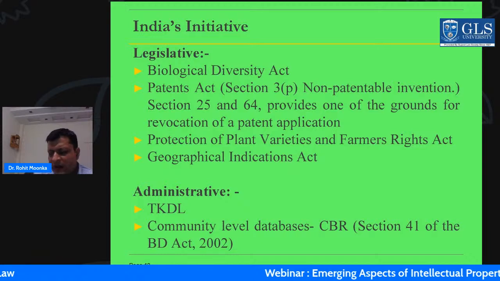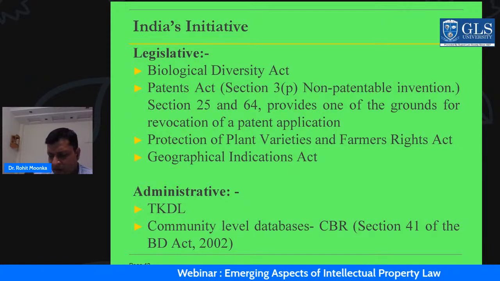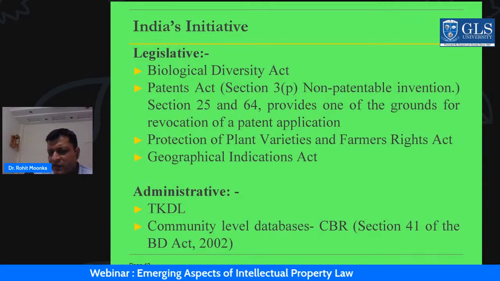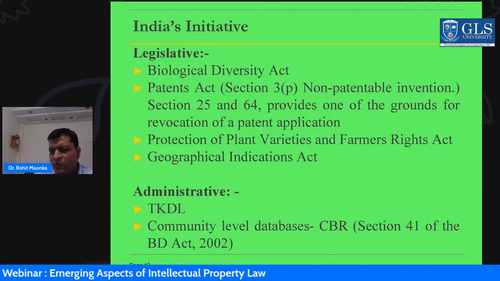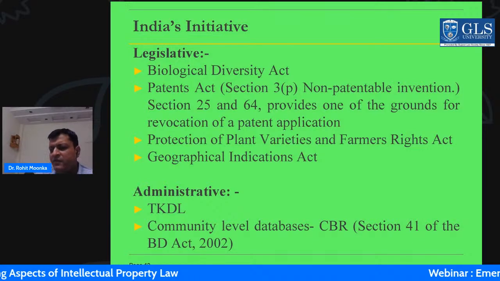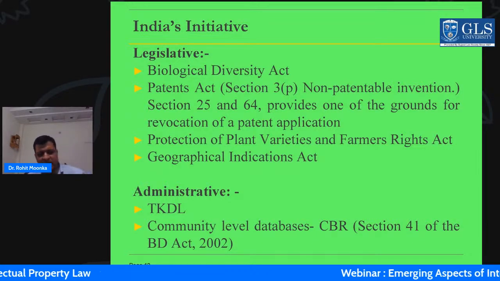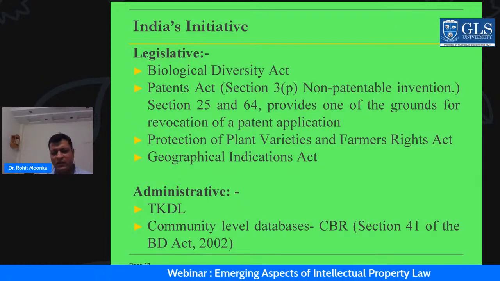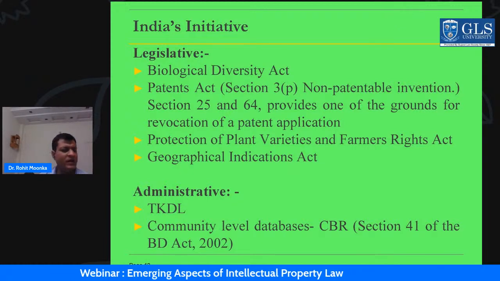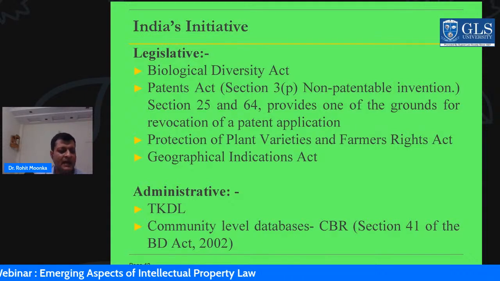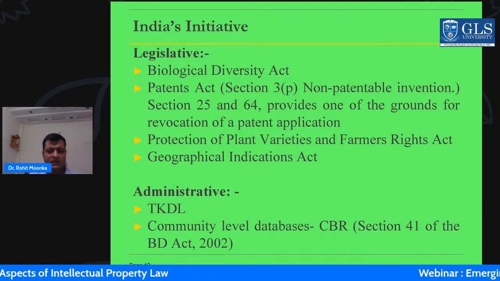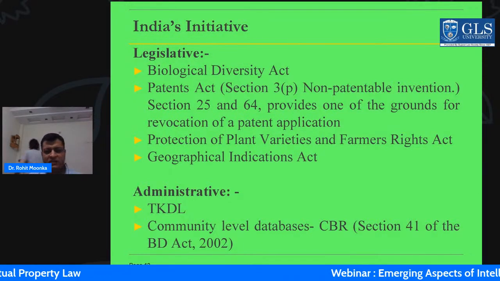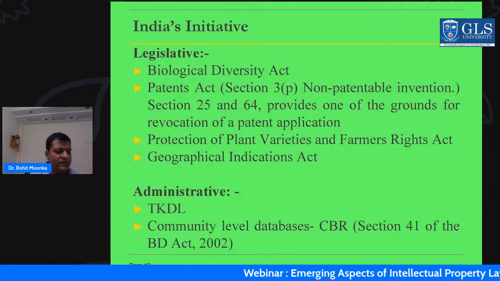So please note, plant varieties are not patentable in India. They are subject to registration. They are subject to protection under the Plant Varieties and Farmers' Right Act. Now, under this act, because we are talking about traditional knowledge, we are not going to discuss plant varieties and farmers' rights in general. You may refer to section 39 and section 41 particularly. These are the two sections relevant for this purpose.